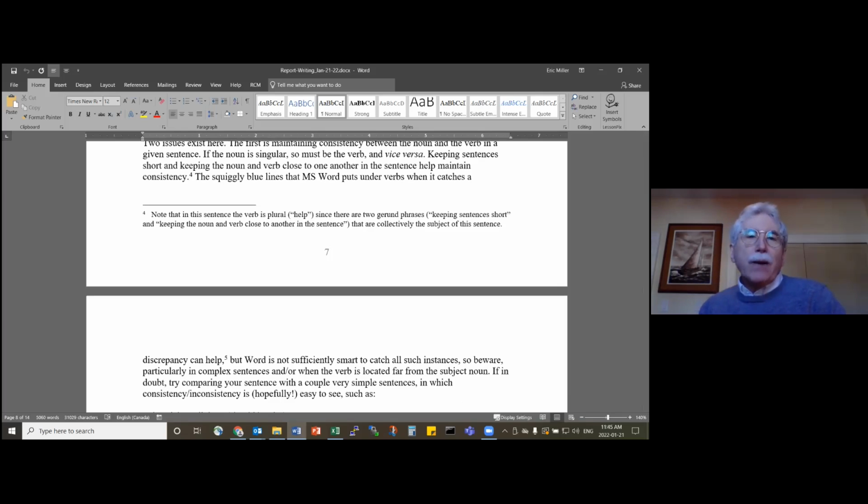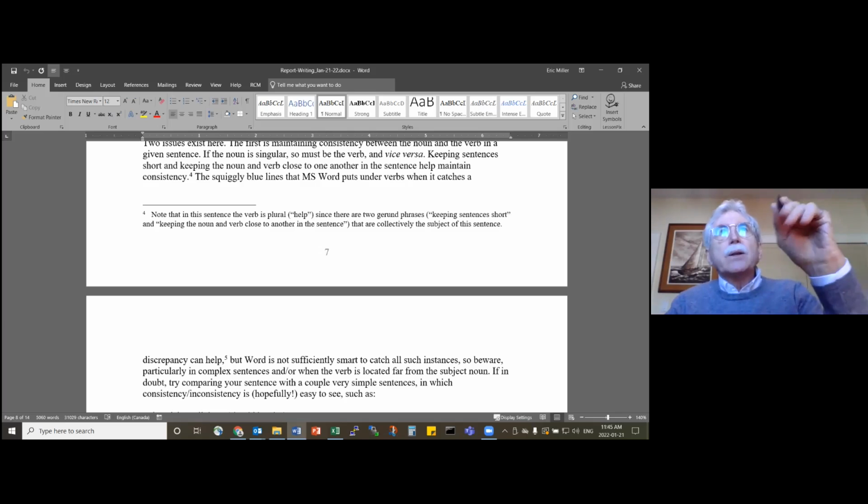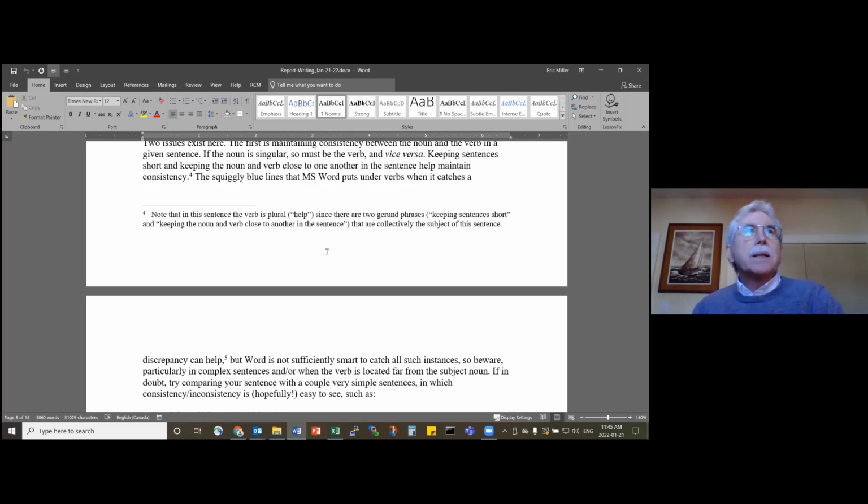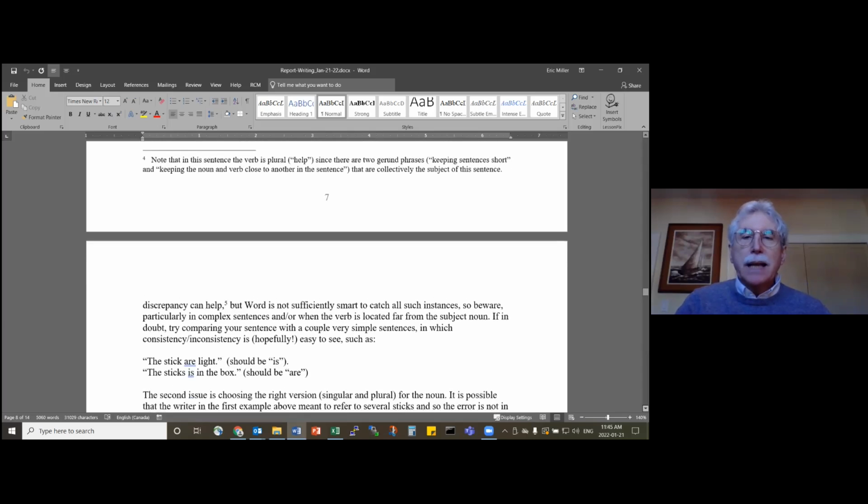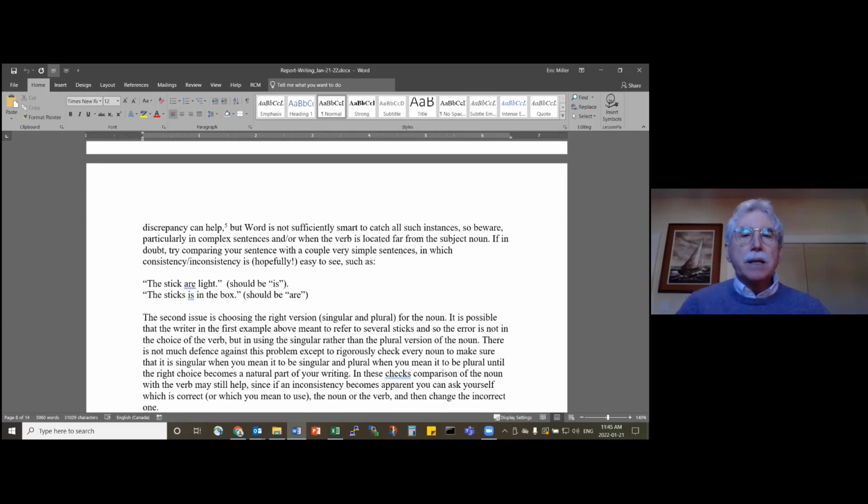I have my issues with Microsoft Word in some ways, but one thing, the editing feature should always be turned on in Word. The squiggly little blue lines you get under a verb typically when it's inconsistent with the noun, Word's pretty good at catching this, it's really very helpful. But Word doesn't always catch it, particularly if the noun and the verb are far enough apart. You have a compound, complicated sentence. There may be a mismatch.